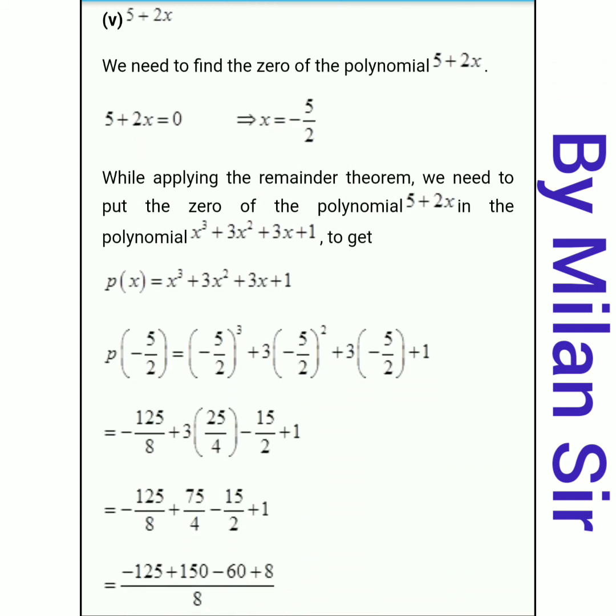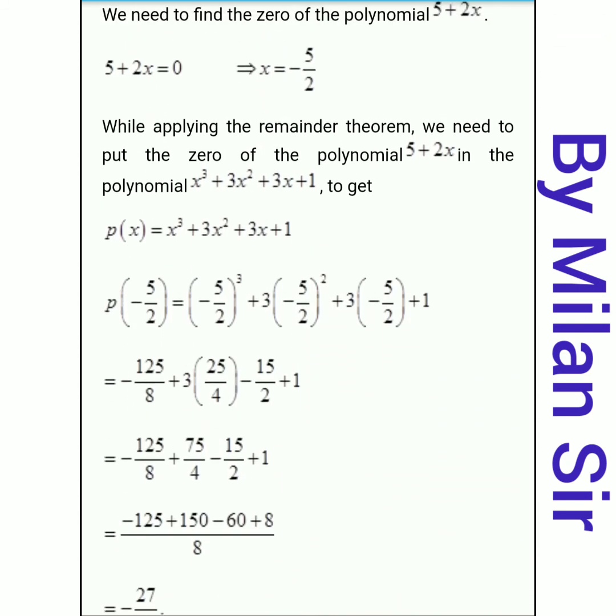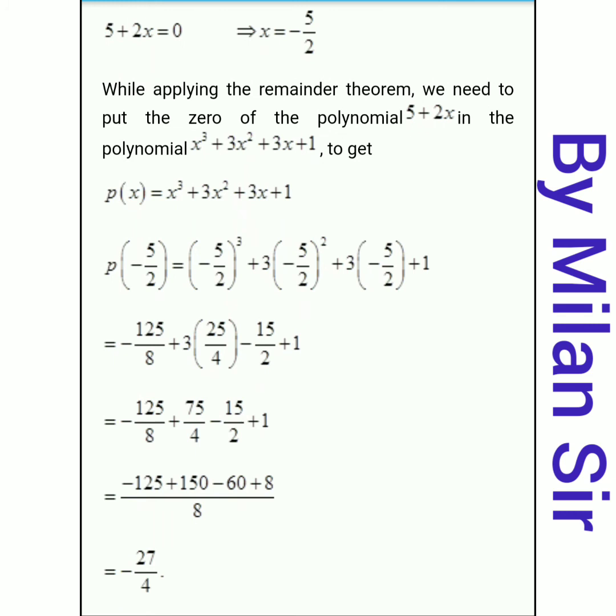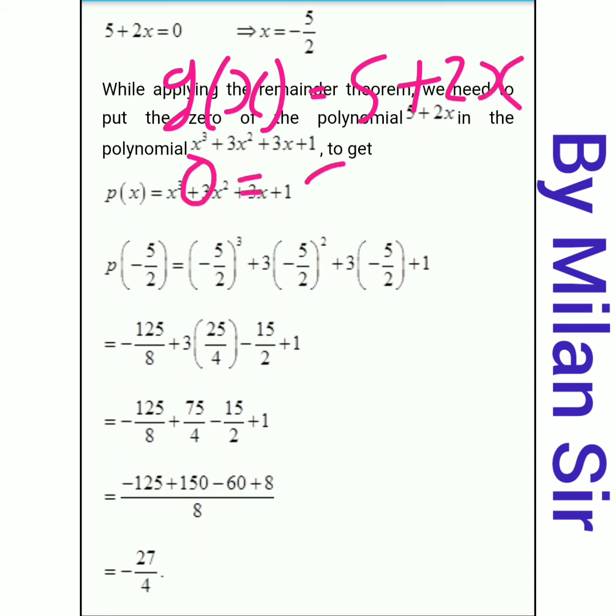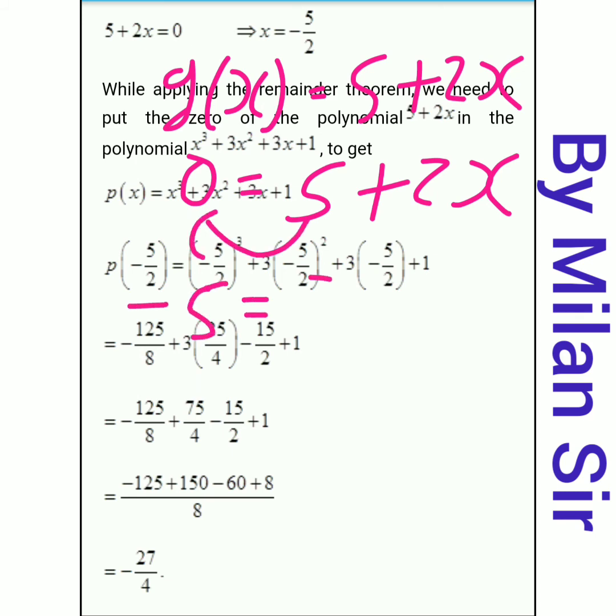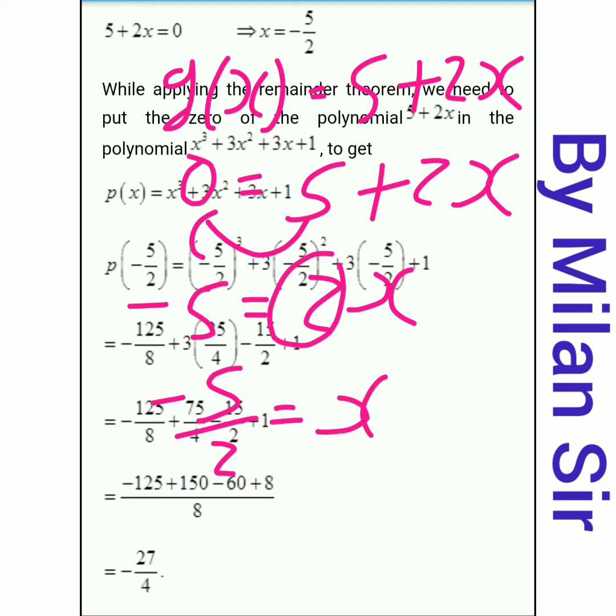Okay, then question number 5. Here our g of x is equal to 5 plus 2x. Now put 0 here. So 0 is equal to 5 plus 2x. Now transfer this 5 to the left hand side. It becomes minus 5, right? So minus 5 is equal to 2x. Now for finding the value of x, transfer this 2 to the other side. It goes to the division. So x is equal to minus 5 by 2.